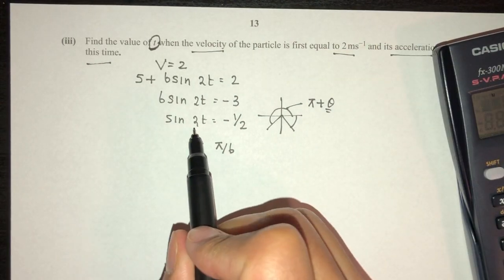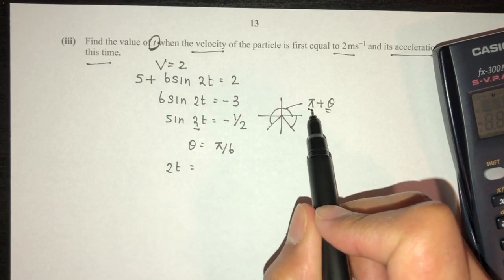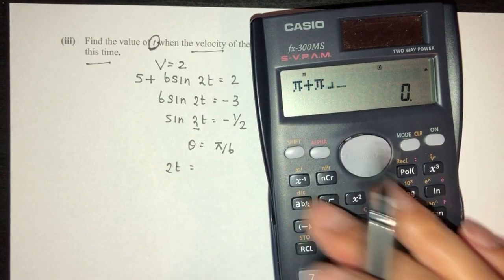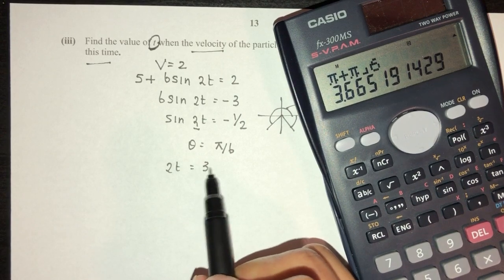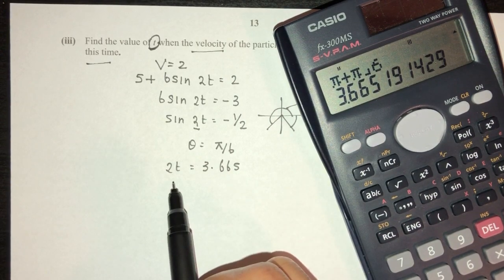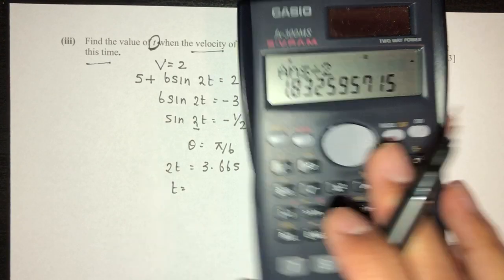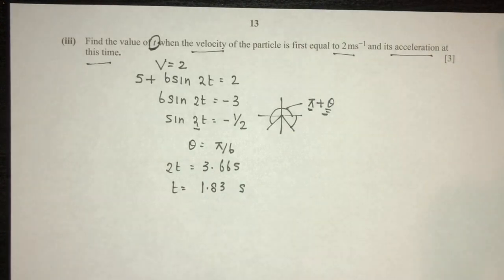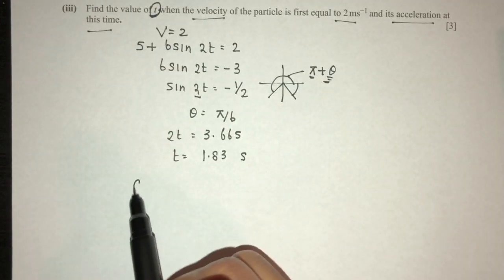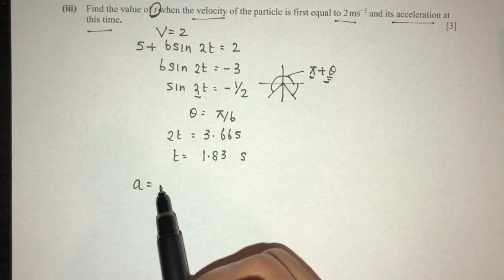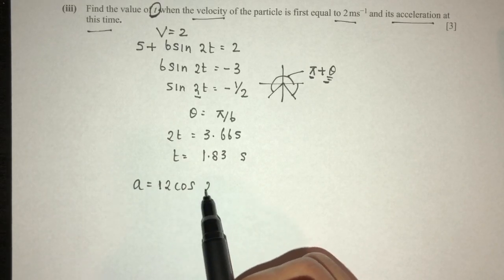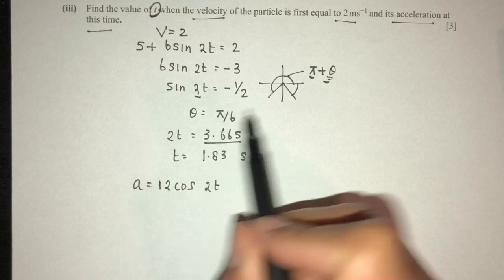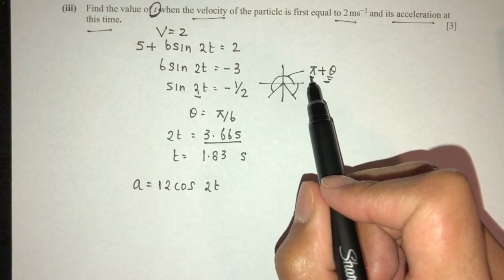Now we have to find the value of 2t. So 2t is equal to this plus this. So this plus this will be pi plus pi over 6. That will be 3.665. So t is equal to this divided by 2. That will be 1.83 for your value of t. Now find this acceleration. So a is equal to 12 cos 2t. So now we have to use the exact value. So what is this exact value? So as you have seen, the value of 2t is equal to this plus this.